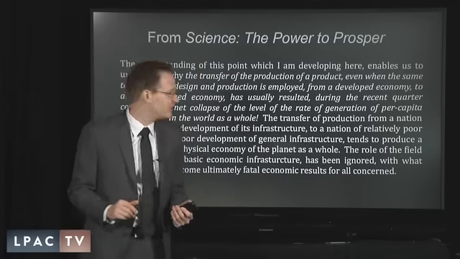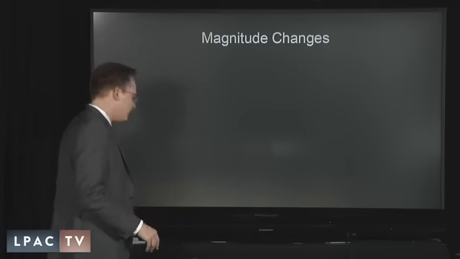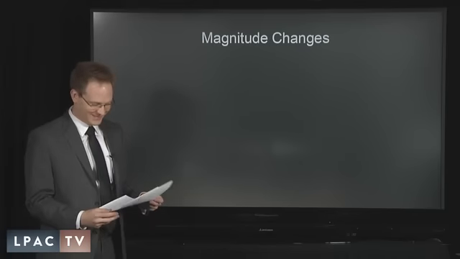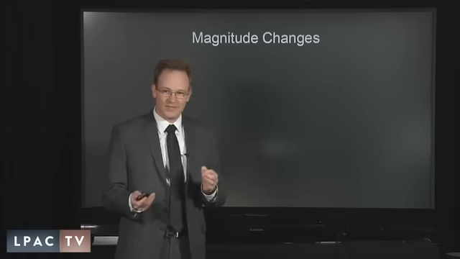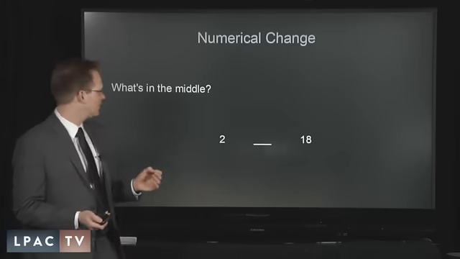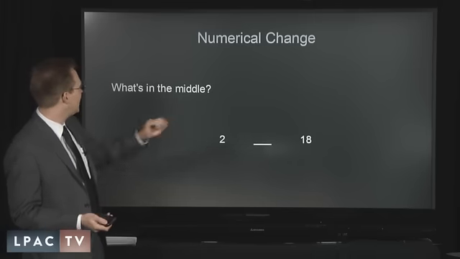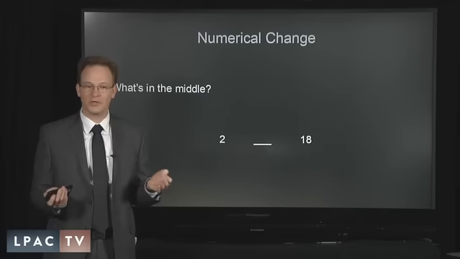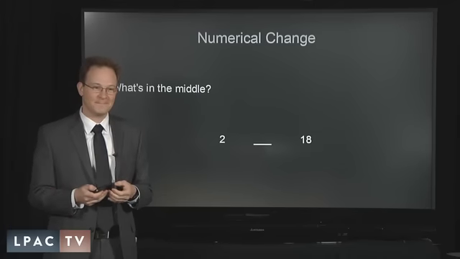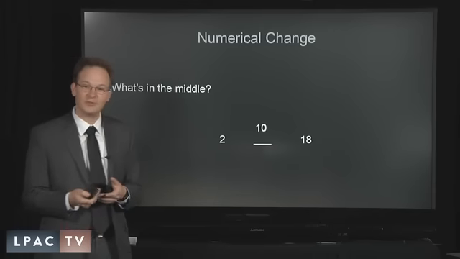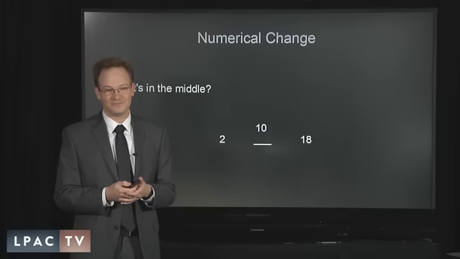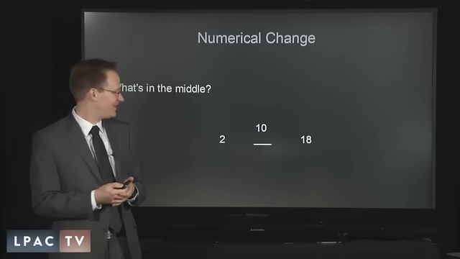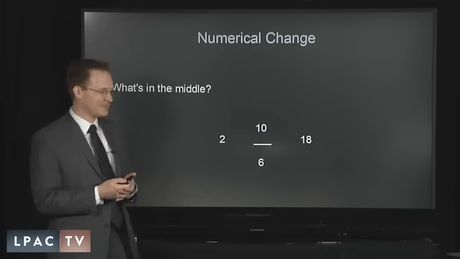So, let's take a look at some different kinds of changes of magnitude. I actually need a volunteer in a minute for this. But let's take a look at the way we can work with numbers. So, for example, here we've got two numbers, 2 and 18. What number goes in the middle? Ten. Okay, that's one. Any other number that might fit in the middle? Why six? I've heard a few sixes.